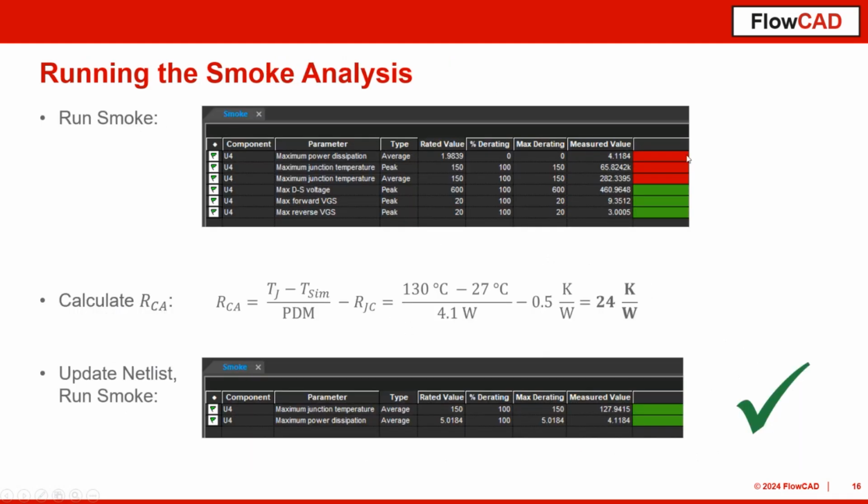And I see, oh, still red, but for the temperature, I'm now at 280 degrees instead of 1,200. So I'm coming closer. I'm also putting a heat sink on it, and this heat sink is then calculated to 24 Kelvin per watt. I put it into the circuit, run smoke again, and see, hey, I'm below 130 degrees. It's fine. So this is another possibility to get the problem of your circuit resolved.